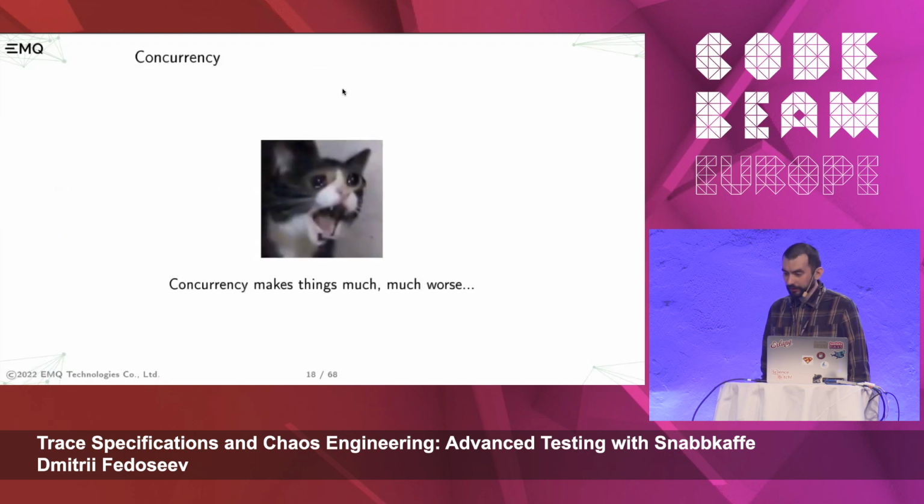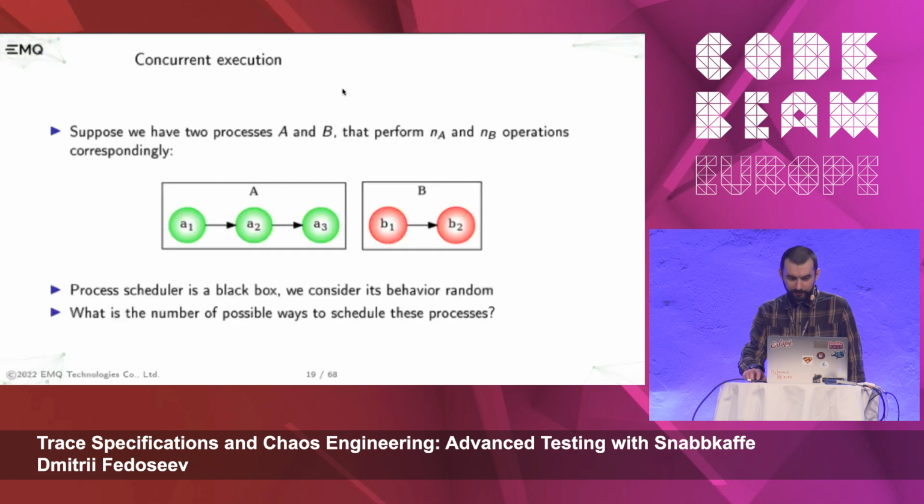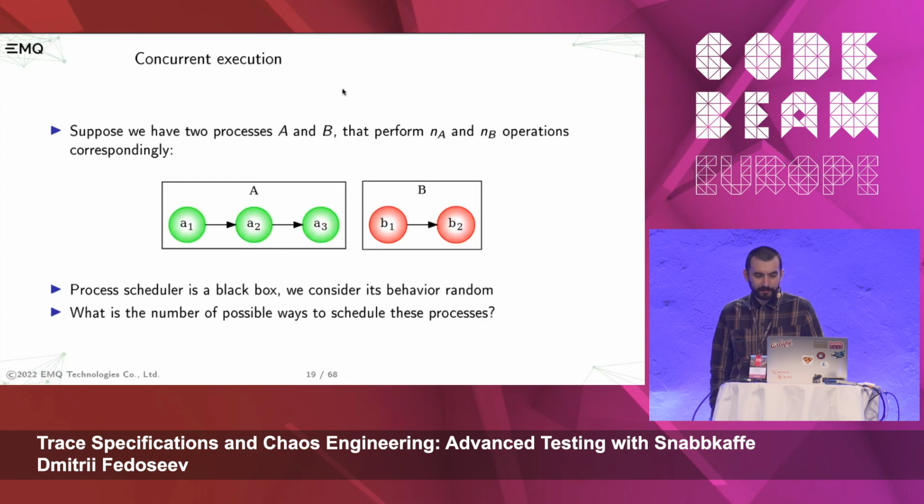Next up, there's concurrency, and it makes things much, much worse. Suppose we have two processes, A and B, that perform a and b operations correspondingly. The process scheduler is a black box, so we consider its behavior random. What is the number of possible ways to schedule these two processes?